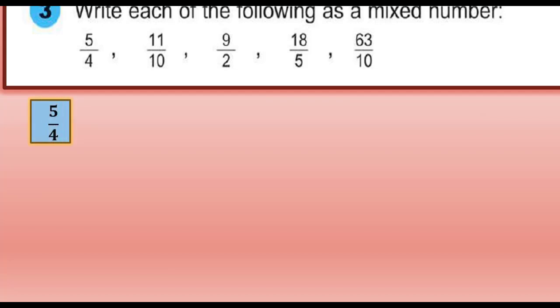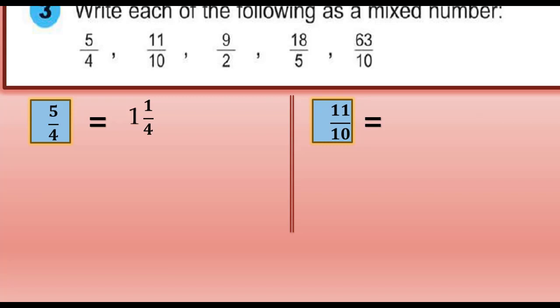5 over 4 equals 1 and a quarter, because 5 over 4 equals 4 over 4 plus 1 over 4, and 4 over 4 equals 1. 1 and 1 over 4. After that, 11 over 10 equals 1 and 1 over 10, because 11 over 10 equals 10 over 10 plus 1 over 10. 10 over 10 equals 1, and write 1 over 10.